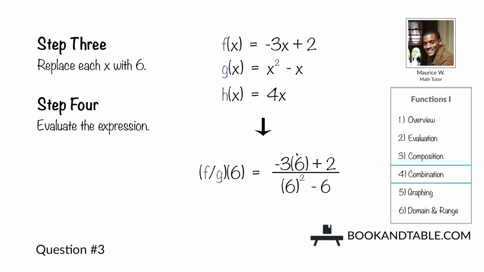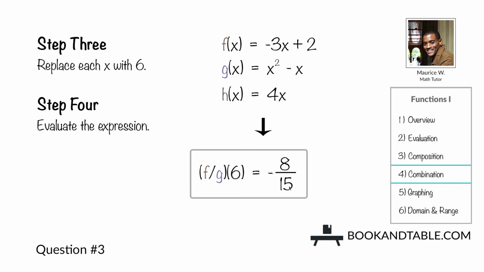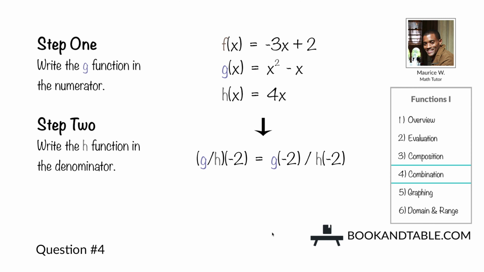And now we can evaluate the expression, which would be negative 3 times 6, which is negative 18 plus 2, over 6 squared, which is 36, minus 6. Negative 18 plus 2 is negative 16, over 36 minus 6, which is 30. So we get negative 16 over 30, which can be simplified to negative 8 over 15. So the answer to question number 3 is f divided by g of 6 is equal to negative 8/15. And that is the answer to question number 3. Let's now have a look at question number 4.